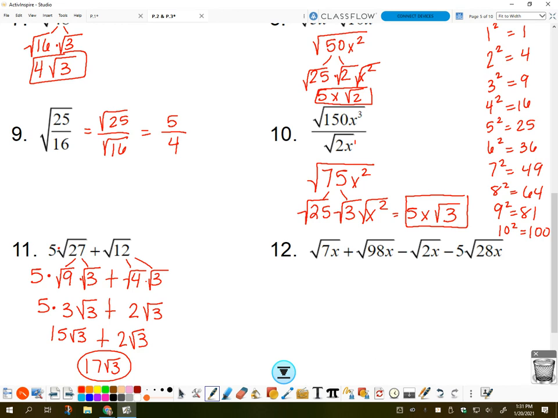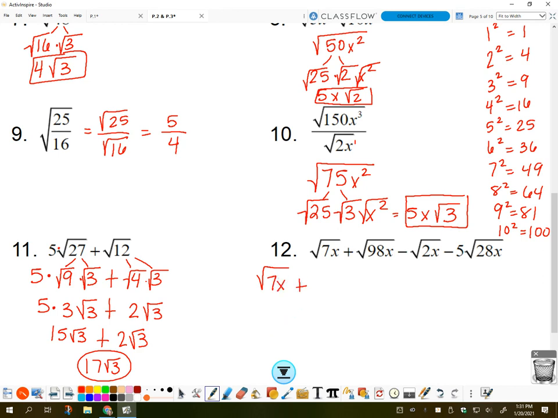All right, number 12, same concept. Try to simplify what you can to make some pieces match. All right, so this guy, we can't do anything with because he's not squared and this guy's prime. So the square root of 7x is going to stay.